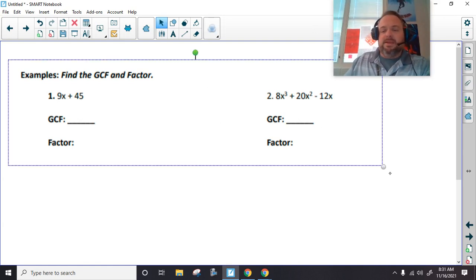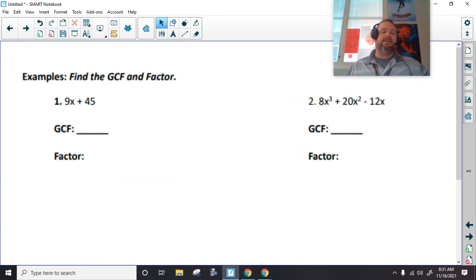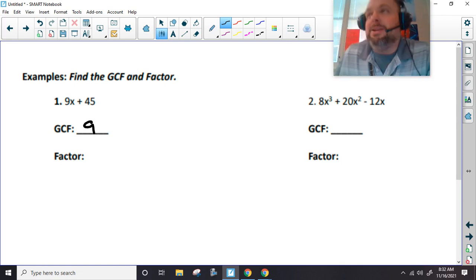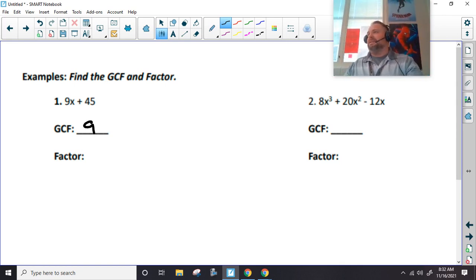All right. So let's look at number 1. What we're going to do is the numbers first. What is the biggest number that will divide 9 and 45? 9. Okay. The reason why you said 5 is because you said 45 divided by 9 in your head. That will happen tons today.